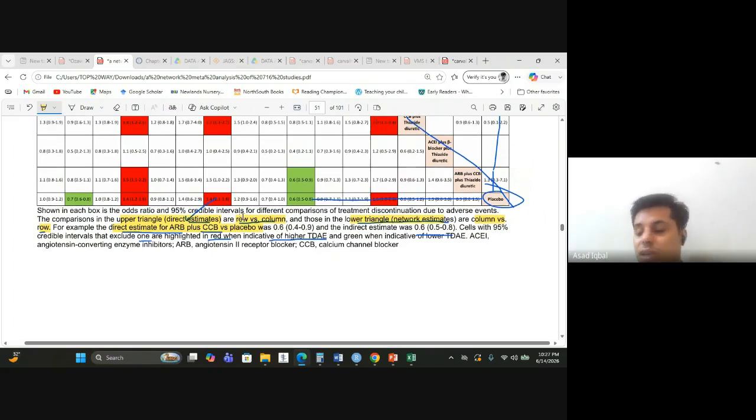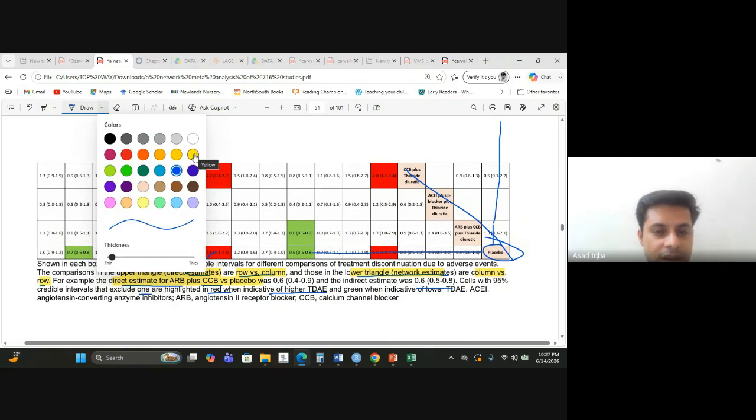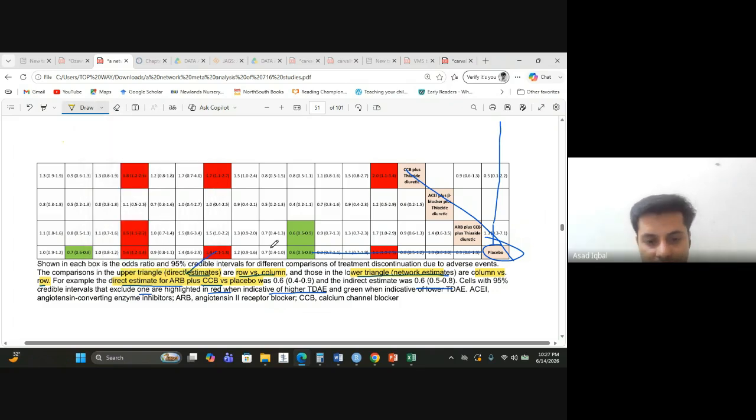Okay, I'm explaining it to you. Let's say we are looking at the lower triangle, and let's go to the direct estimate of ARB plus calcium channel blocker versus placebo. Now they are comparing two things via direct estimates, so what is their direct estimate? They're comparing what? Let me make it yellow. Yeah, yellow is okay.